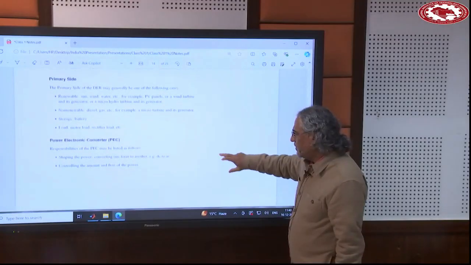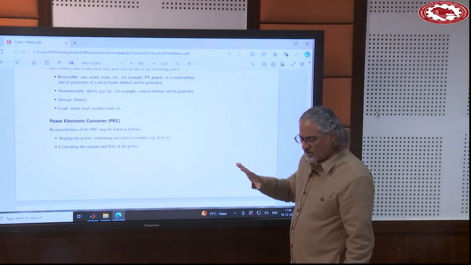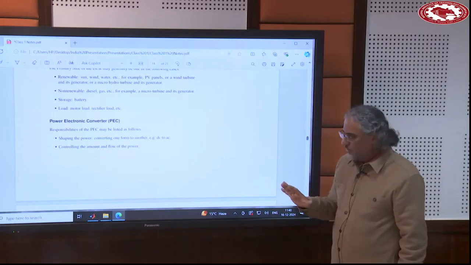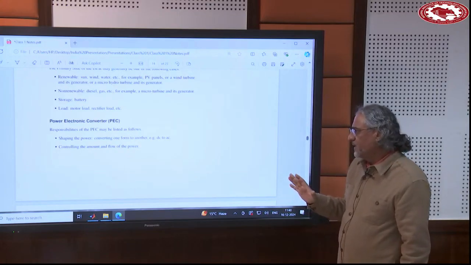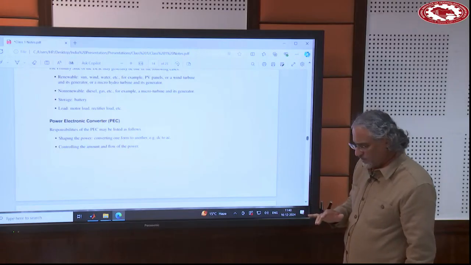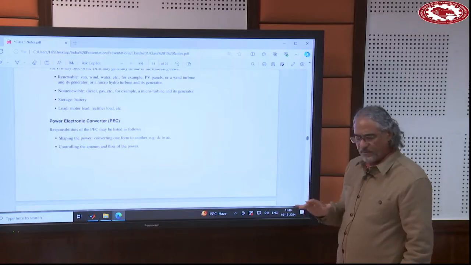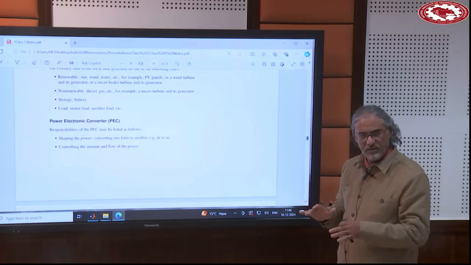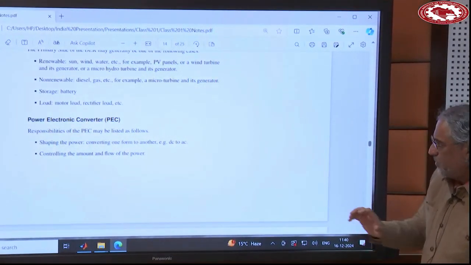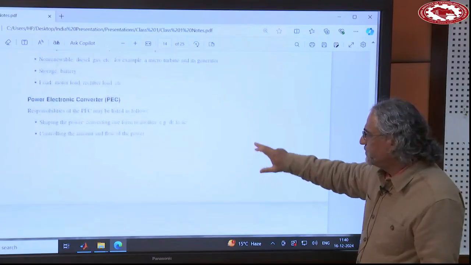Power electronic converter, basically the two jobs that a power electronic converter does: it converts or shapes the power, and it controls it. So these are the two jobs. The shape of the power means DC, AC, single phase, three phase, these types of things, and then controlling the amount, the flow of power.